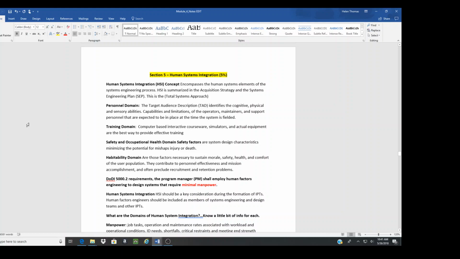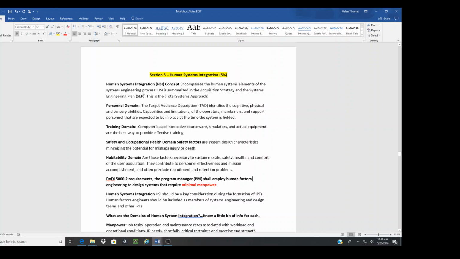My name is Helen Thomas, and today I'm going to be covering CDFM Module 4, that's the acquisition piece of the exam, but I'm specifically going to be looking at Section 5, Human Systems Integration. And as you can see, the HSI accounts for 5% of the CDFM Module 4 exam.